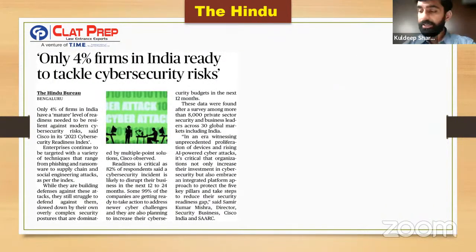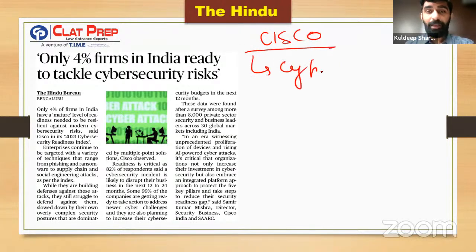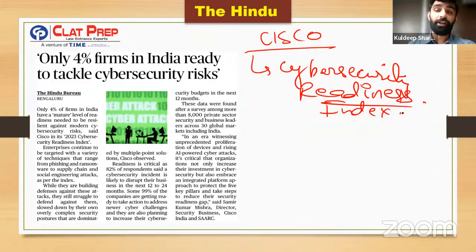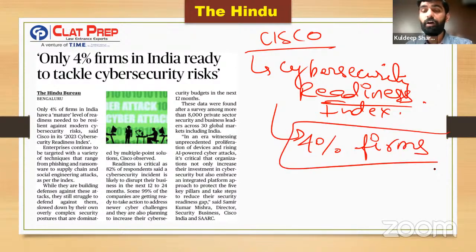Now, next, very related to internet freedom, is cyber security. There is one company, Cisco, which comes up with the Cybersecurity Readiness Index. It calculates how ready India as a country, or private companies in India, are if a cyber threat comes to a private company, how equipped they are or how ready they are to tackle it. And it has found a shocking revelation that only 4% of Indian firms are equipped enough if a cyber threat comes up.